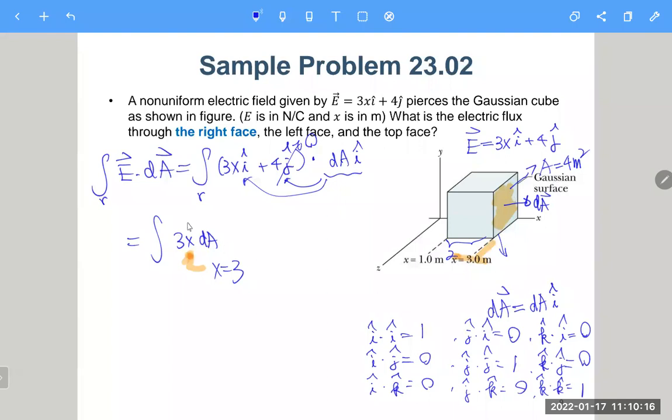And actually, this 3x is uniform over the surface, so it is like integrating a constant, which is nothing but 3 times 3 times 2 squared, where 2 squared is the area, the first 3 is the coefficient, and this is x. So altogether, we have 3 times 3 times 4, which is 36 newton meter squared over coulomb.